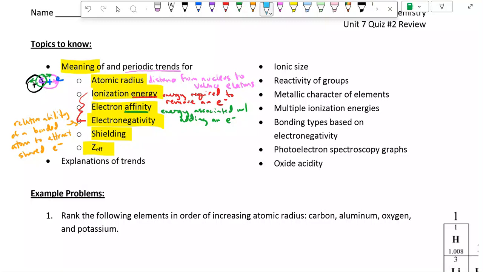Okay, and so electronegativity, it's important that it says relative. Relative is two things in comparison to each other. So who's going to pull harder? And they have to be bonded, which means your noble gases don't have them because they don't ever bond.